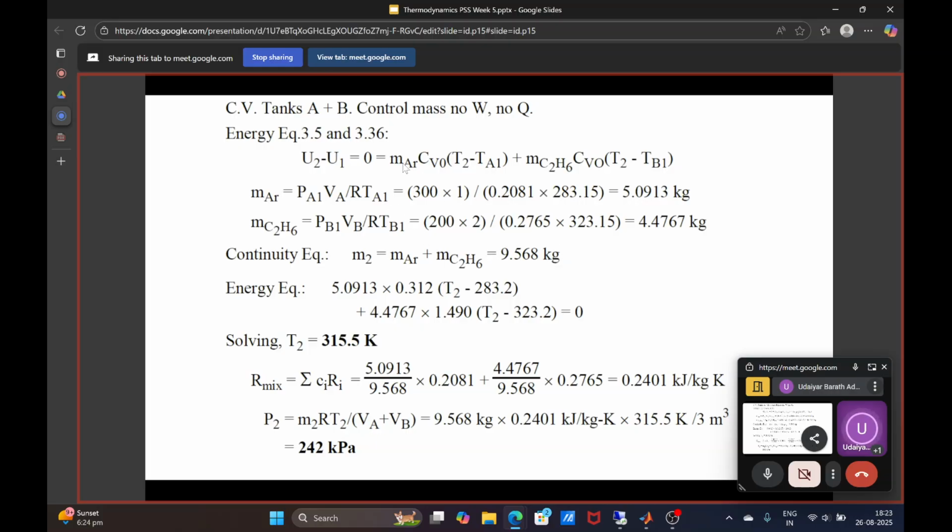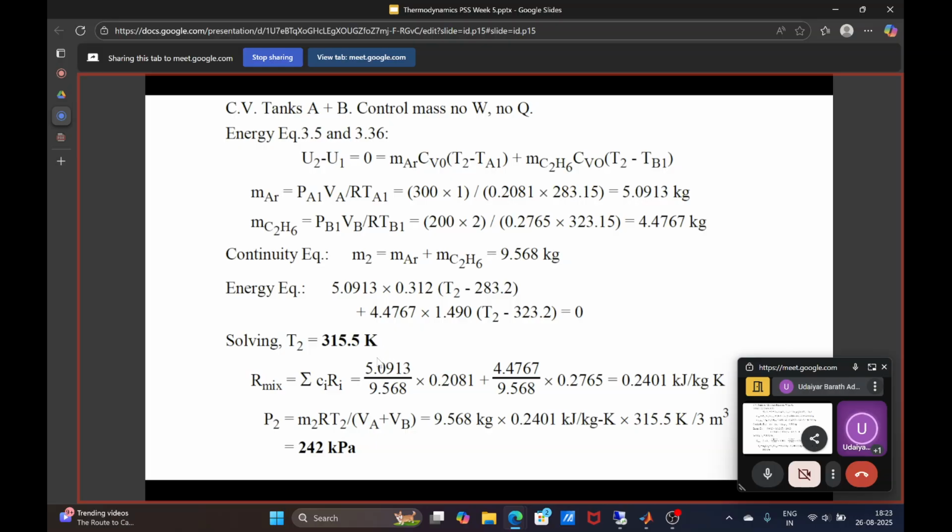Substituting this in delta U equal to 0, since there is no heat transfer and no work transfer, your internal energy change from state 1 to state 2 will also be 0. So substituting in the equation, you can find out the final temperature. Now you know the mass and the temperatures, so the final temperature comes out to be 315.5 Kelvin.